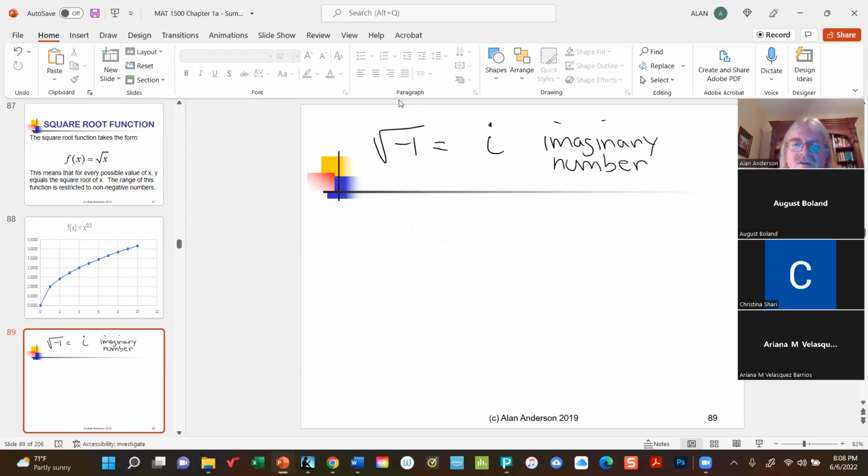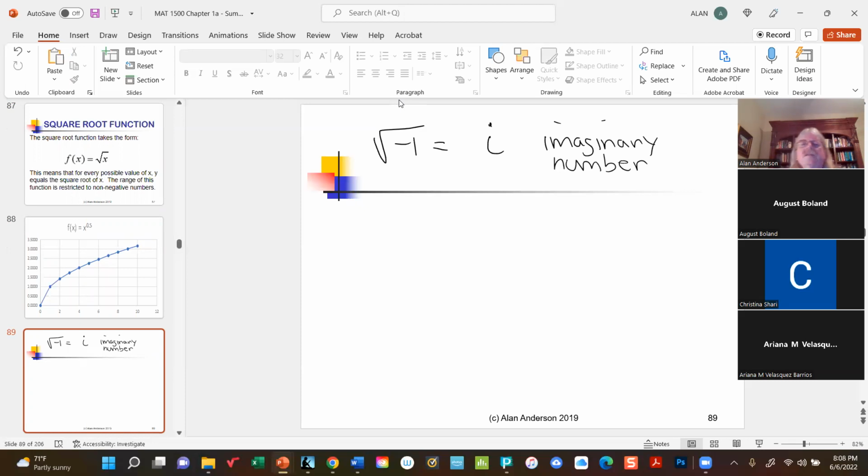Now, imaginary numbers are actually quite useful. You wouldn't think there'd be any real applications for them, but they show up quite a bit in engineering applications and also in statistics. You'd be surprised. So we're going to rule that out for this class. In Calc 1, we're not going to use imaginary numbers, but they do exist, you might recall.